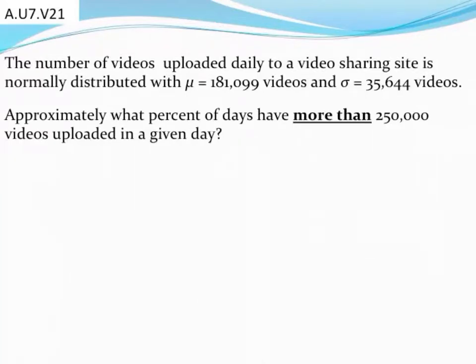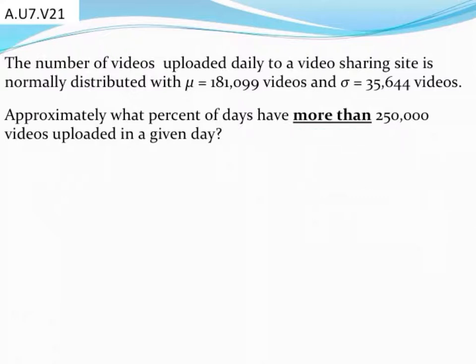In our last video, we looked at how to calculate the probability or the percent of days where we would upload less than a set number of videos. In this video, we're going to take a look at how to use the z-score and the z-table to find an answer where we're looking for more than a certain value.